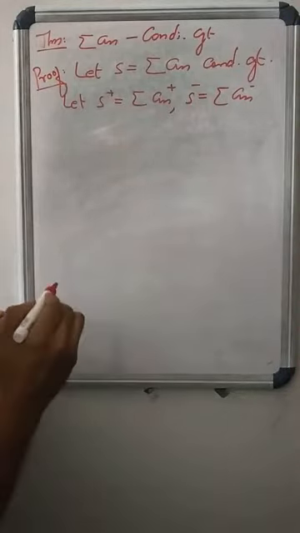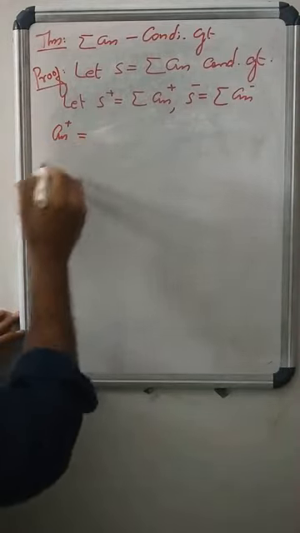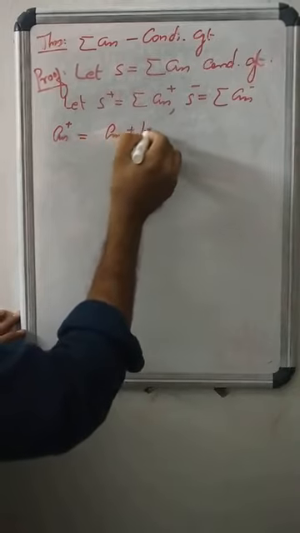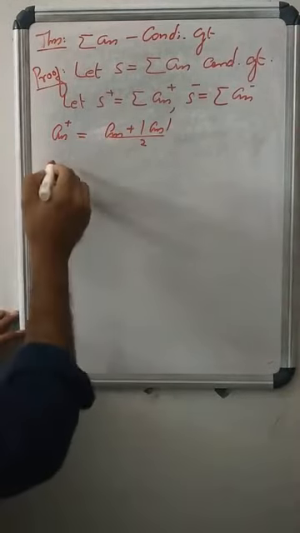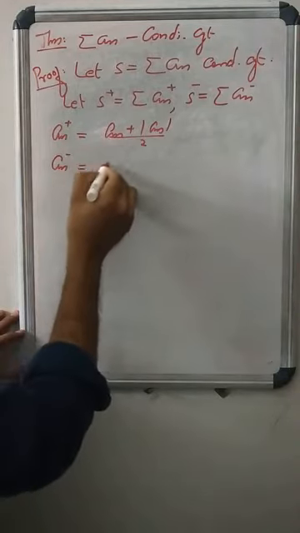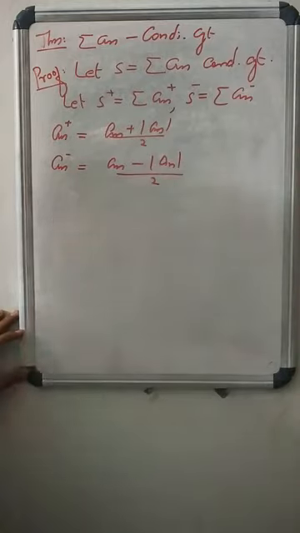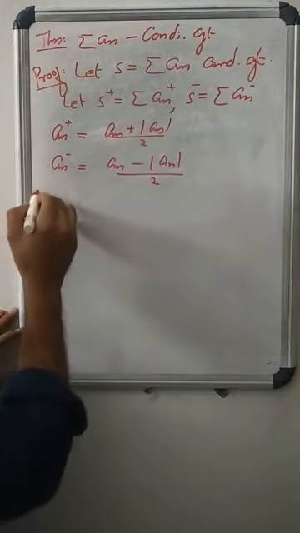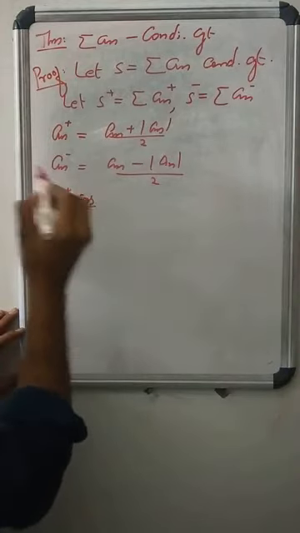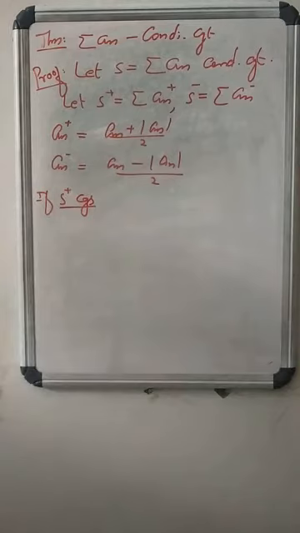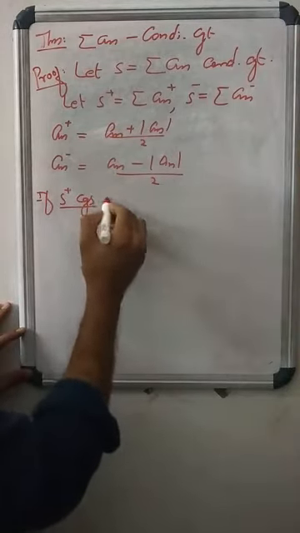Agreed. But what is an plus? We know that an plus equals an plus modulus of an, divided by 2. And what is an minus? An minus equals an minus modulus of an, divided by 2. Okay. If possible, suppose S plus converges. We want to prove that S plus diverges, so we suppose S plus converges.